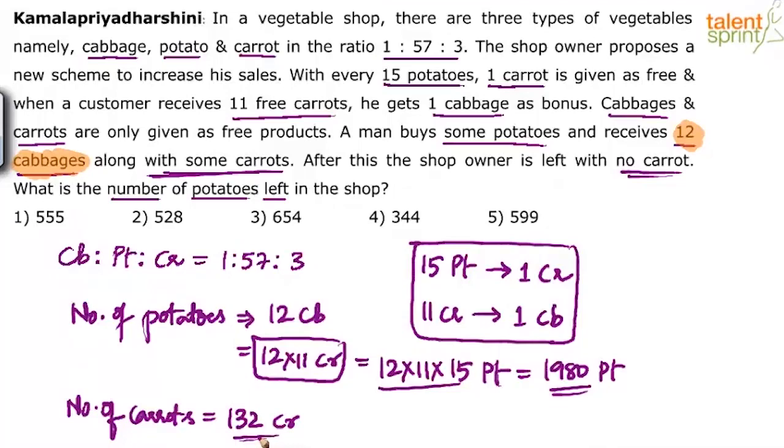You're able to follow? Number of carrots is 132. I should actually write it properly. Number of potatoes bought is this. But the total number of carrots in the shop is equal to 132.